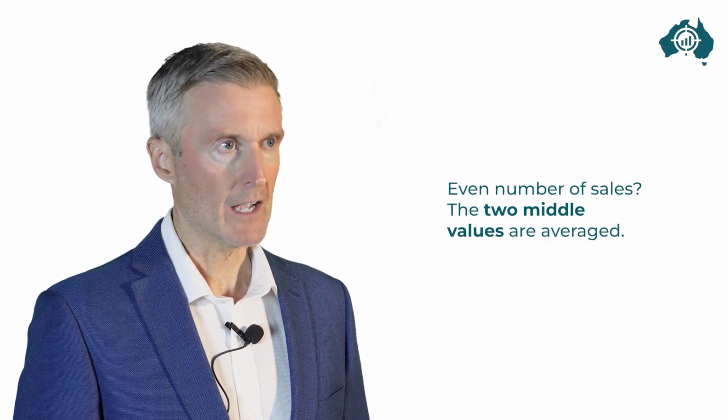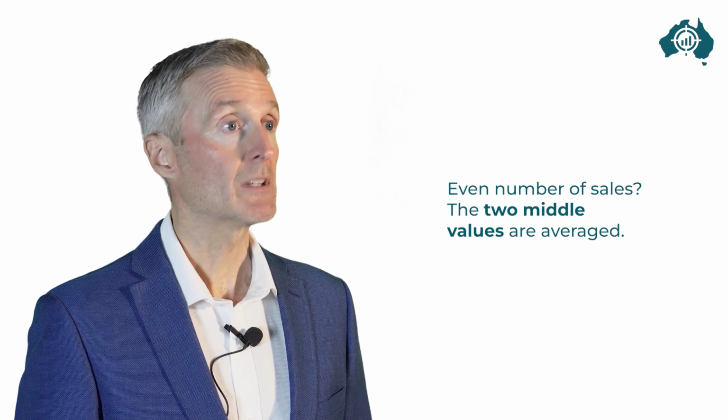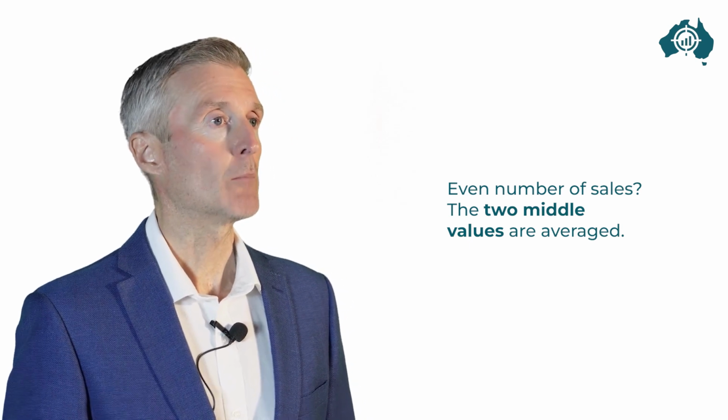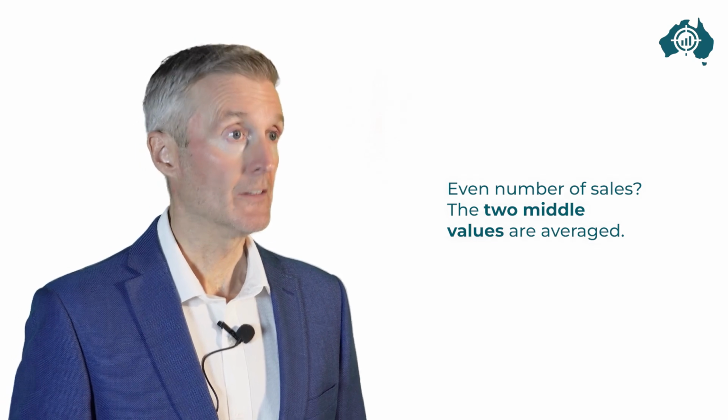Now if there were 20 properties that sold during the last 12 months, there will be two sales figures right in the middle, number 10 and number 11. So in that case, number 10 and number 11 would be averaged. And this is always the case whenever there's an even number of sales. The middle two are averaged, and that's the median.